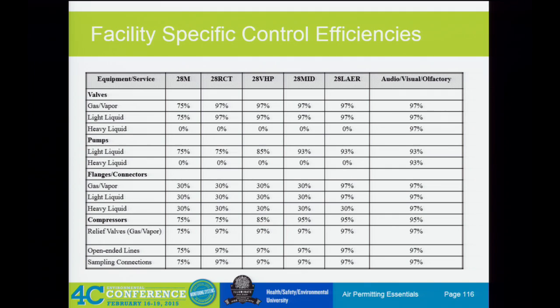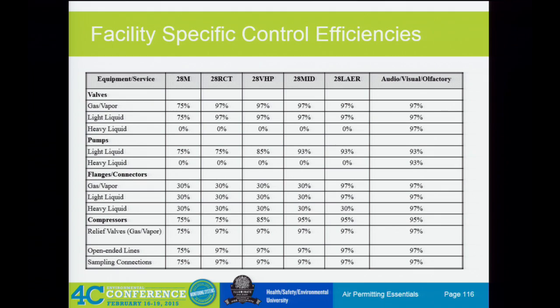AVO, you can only use this in certain instances. The guidance document speaks to it, but you need something that can be smelled. It's important to know that all these control efficiencies are only accepted in Texas at the moment. These are TCEQ published control efficiencies and correspond to a monitoring program in your special conditions.